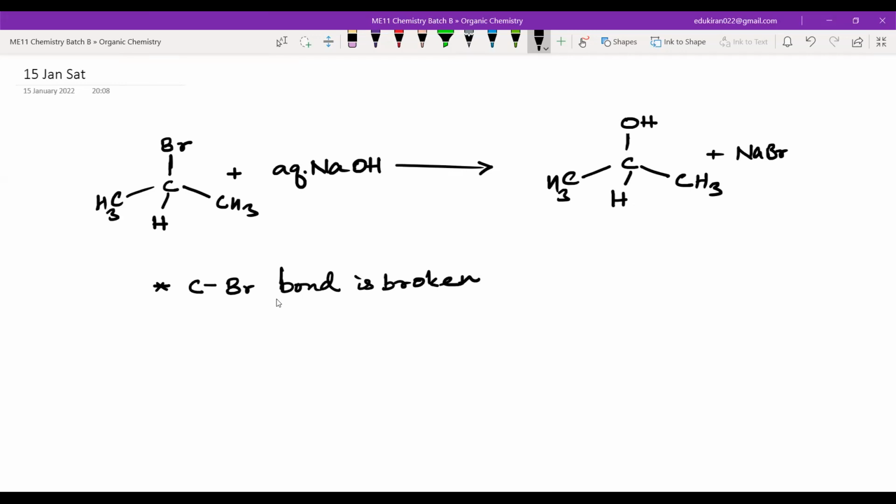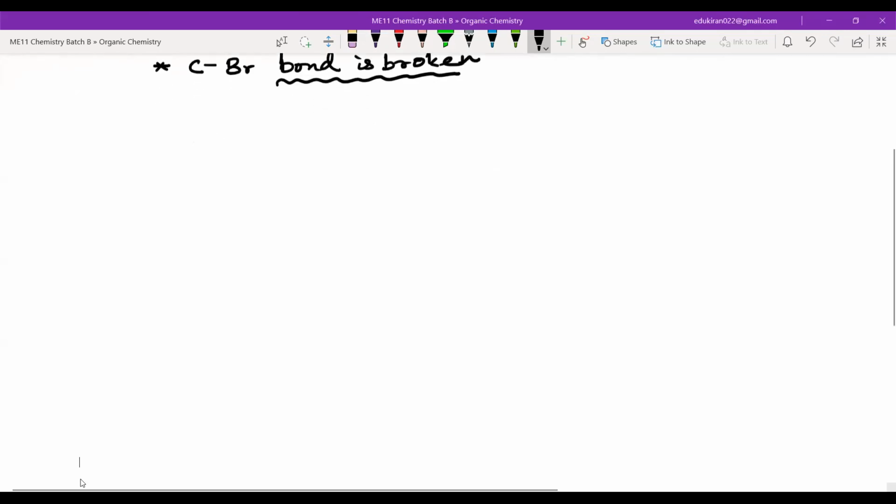Why? Because breaking of bond, it needs some kind of energy. You are tearing apart two things which have been attracted and which have been combined through a chemical bond. So we'll start our lesson with the breaking of bonds. So we'll see what happens when bonds break.